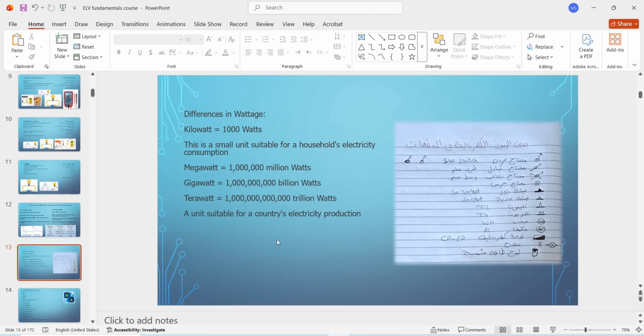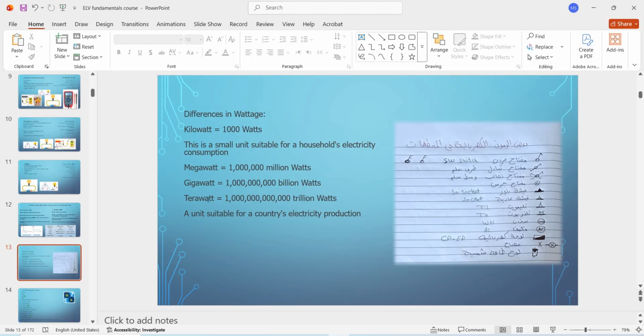Some differences in wattage: when you hear kilowatt, you have to know that a kilowatt equals 1000 watts. This is a small unit suitable for household electricity consumption. When you hear megawatt, that means 1 million watts. Gigawatt equals 1 billion watts. Terawatt equals a trillion watts, a unit suitable for a country's electricity production.